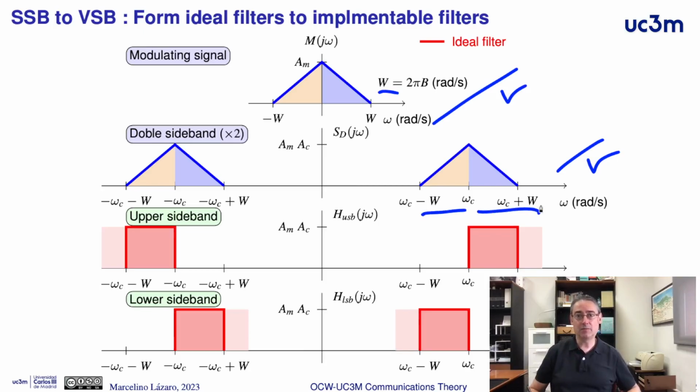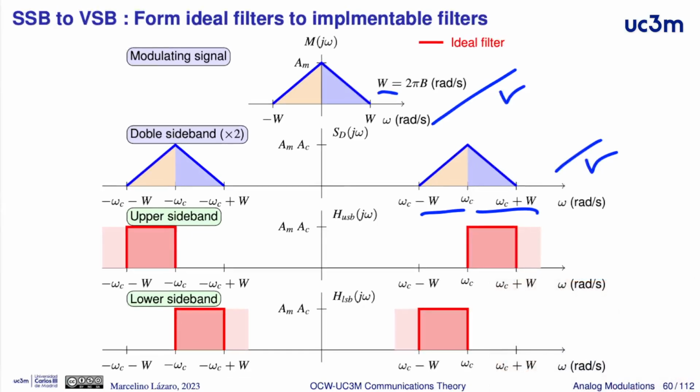In a single sideband modulation, we have ideal filters to remove one of the sidebands. For instance, with this filter, we can remove the lower sideband, and with this filter, we can remove the upper sideband. Theoretically, everything works perfect. However, these filters are ideal filters. They have an instantaneous transition from 0 to 1 or from 1 to 0 around the carrier frequency omega c, and it is not possible to implement filters with this instantaneous transition.